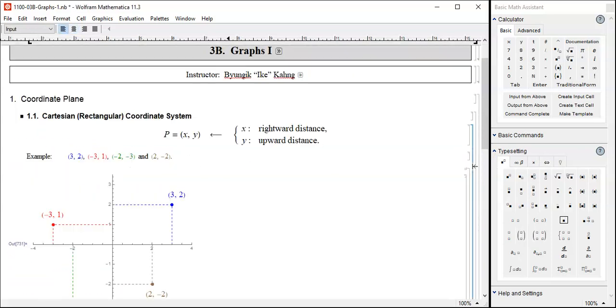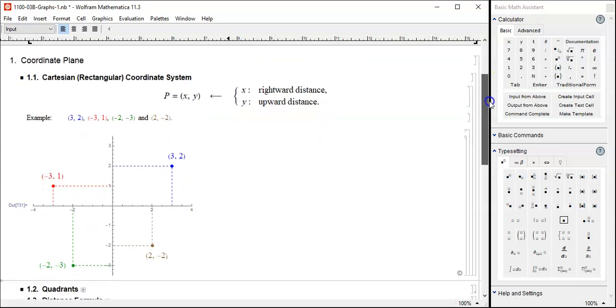Let us define the so-called Cartesian coordinate system as follows. It's a scheme that represents various points on a plane through a pair of real numbers, x, y. So each point P can be represented as x, y, where x is horizontal distance to the right, and y is vertical distance upward.